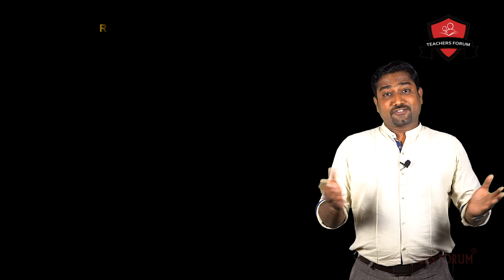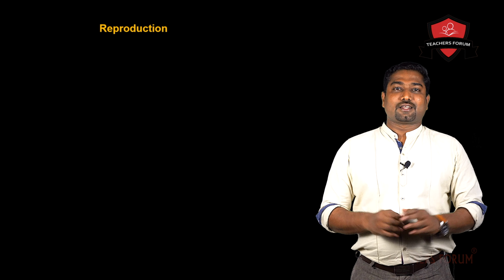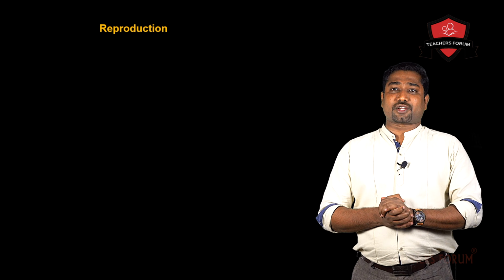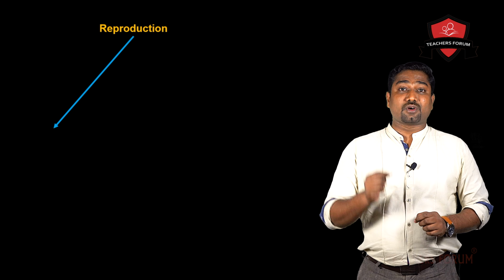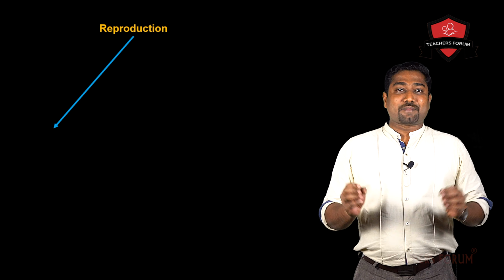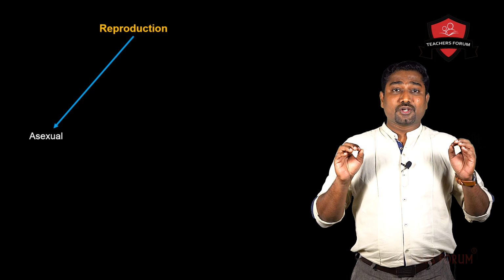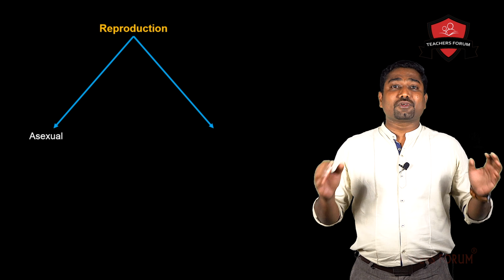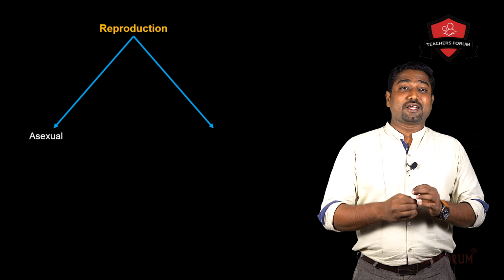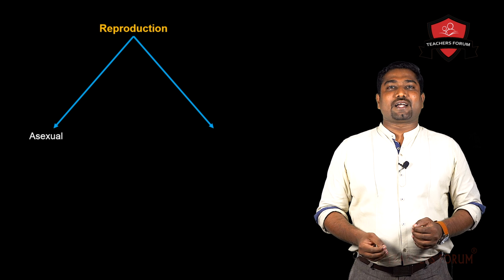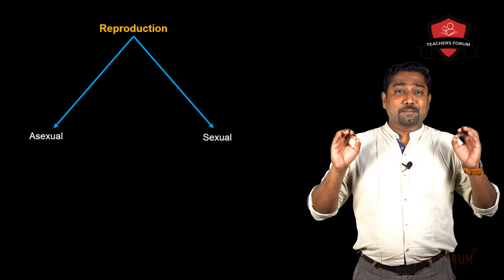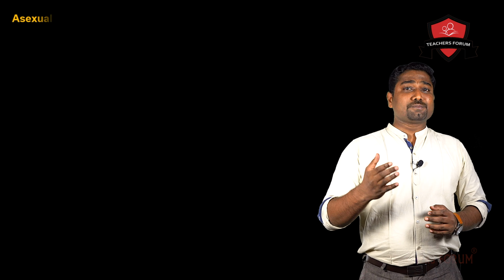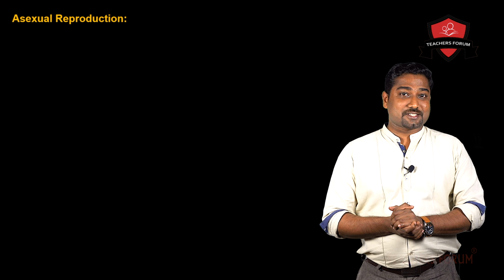Now let's see different modes of reproduction. There are in fact two modes of reproduction. The first one, which involves only one parent, we call asexual reproduction or uniparental reproduction, whereas the other one, which involves both parents in producing the young one, we call sexual reproduction or biparental reproduction. Let's move to asexual reproduction first.